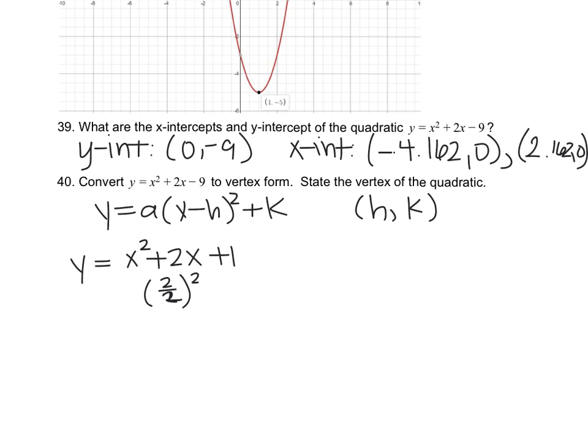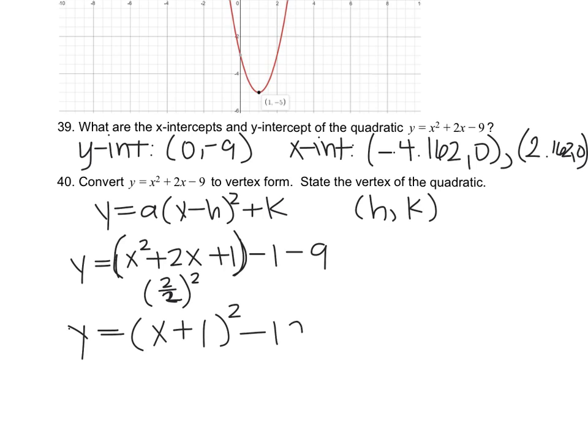But I've now added a value that changes my equation, so I also have to subtract 1, and I still have the minus 9. We want to pay attention to this quadratic, the x squared plus 2x plus 1. That's going to give us the perfect square part, which is the part that's in the parentheses. So we're going to have x, and then to figure out what goes in the parentheses, we do 2 divided by 2, which is plus 1. Then outside of the parentheses, I want to combine those terms. Negative 1 minus 9 gives me negative 10.